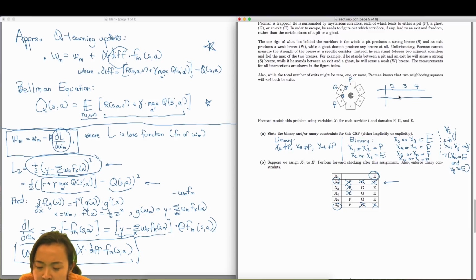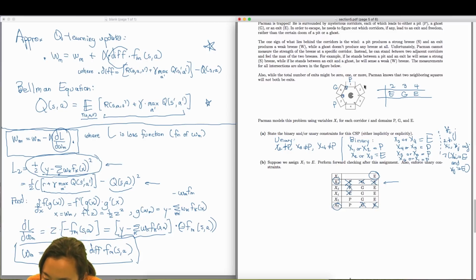So one of them is we could put an exit here. If we had an exit here, we would need to put a ghost here, because according to this, the thing here is either an exit or a ghost, and it cannot be an exit because two exits cannot be adjacent to each other, so it must be a ghost. And then we need a weak breeze here, so that's an exit again. So E, G, E. Okay, so that's not the only possibility.